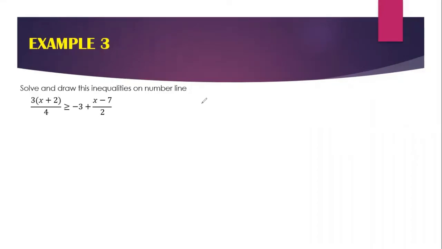Students, for the first step, find the LCM. You understand the LCM? Good. The LCM of the denominators. Students, we have denominators here, 4 and 2, right? Is it clear? 4 and 2. So the LCM of 4 and 2 is 4, right? Good.